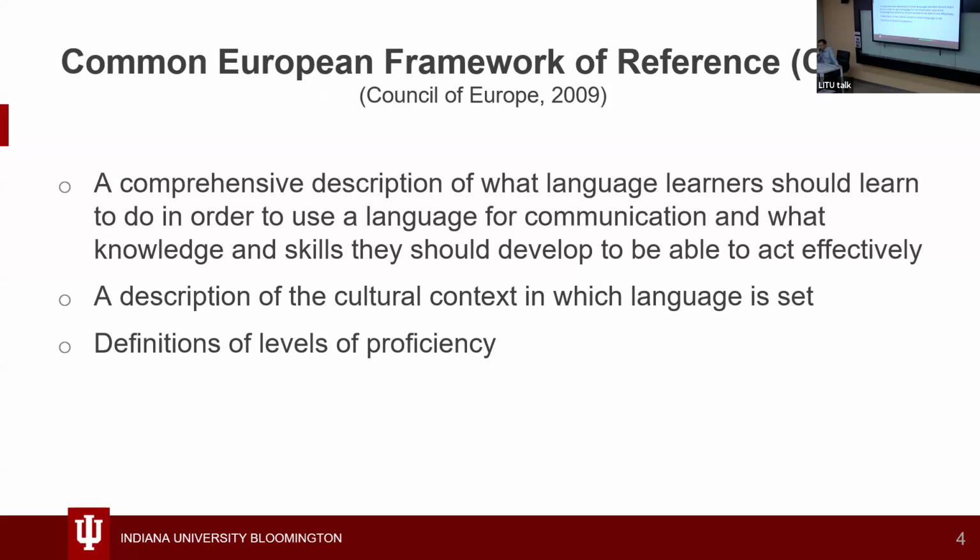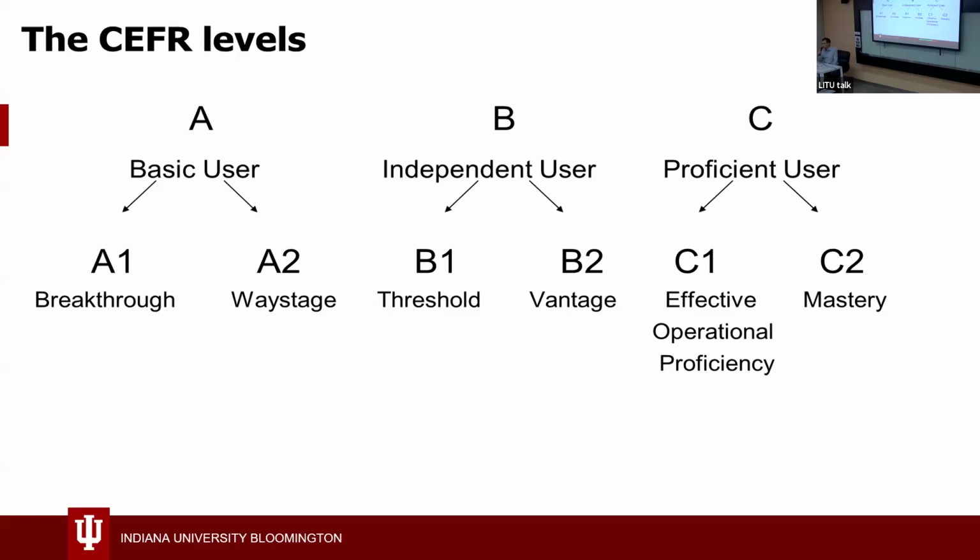It's also a description of the cultural context in which the language is set. And they defined levels of language proficiency in three major levels: A, B, C. A is the novice, B intermediate, C is advanced. But CEFR, they use different terms. Like A is basic user, B is independent user, C is a proficient user.